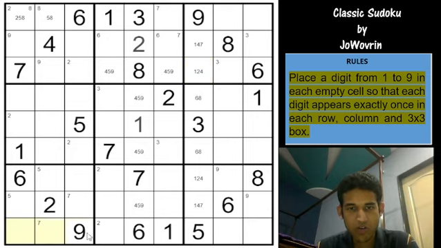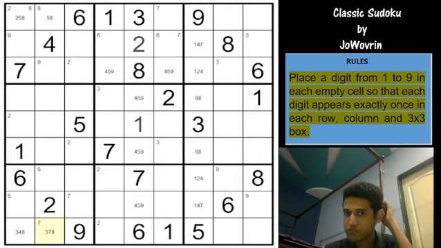Okay, let's look at row 9 now. So we have 1, 5, 6, 9 as givens, and 2 cannot be in these two cells. So the remaining digits are 3, 4, 7, 8. 7 cannot go here, that's a 3, 4, 8, and 4 cannot go here, that's a 3, 7, 8.